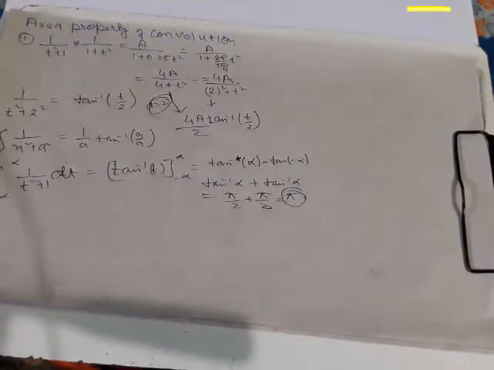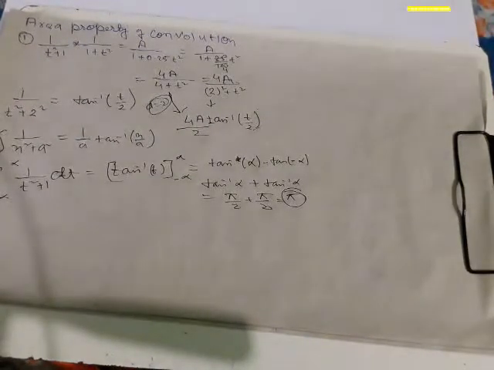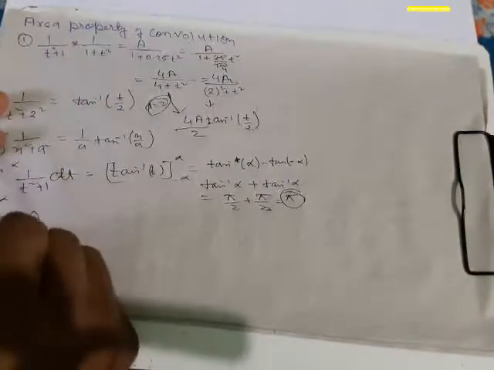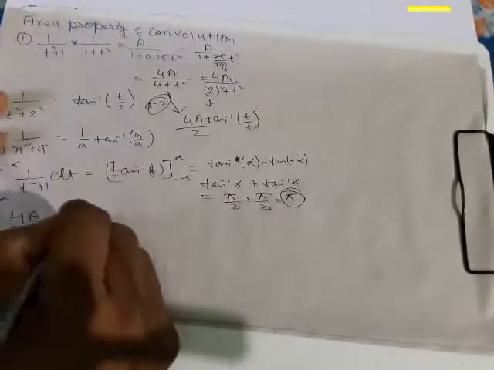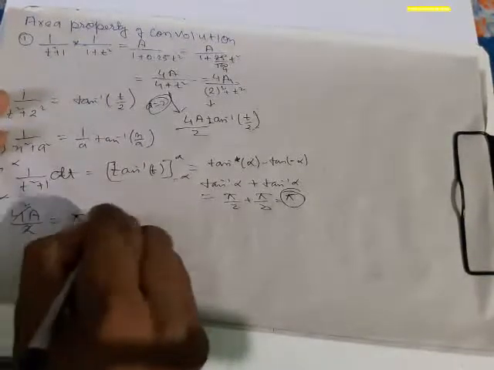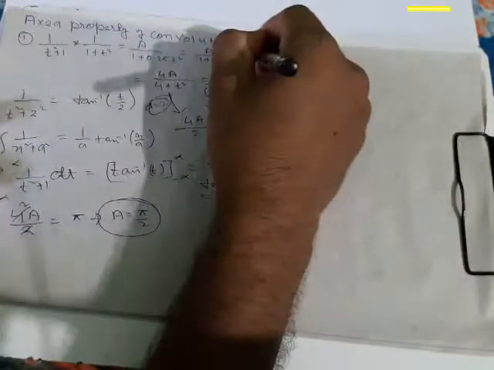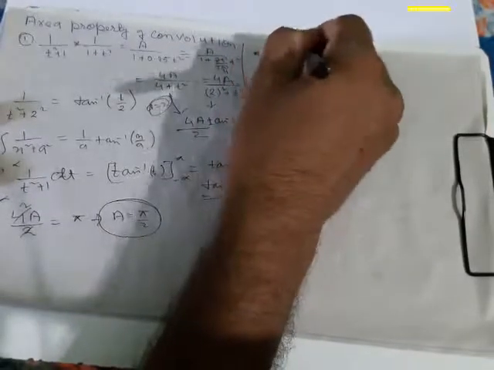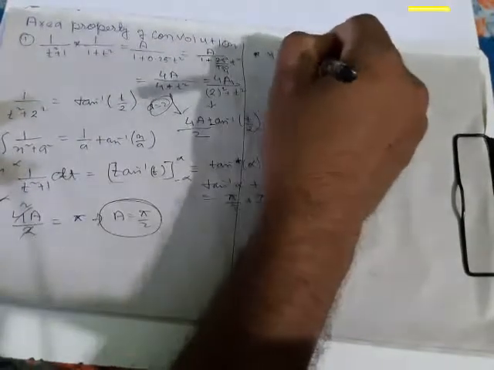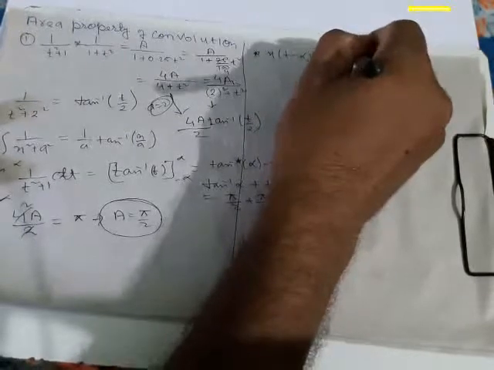One thing I would just like to say is that when u of t is convolved with u of t, it is nothing but r of t, that is t into u of t, because if we take the Laplace transform, 1 by s into 1 by s is 1 by s square, and the inverse Laplace transform of 1 by s square gives r of t.